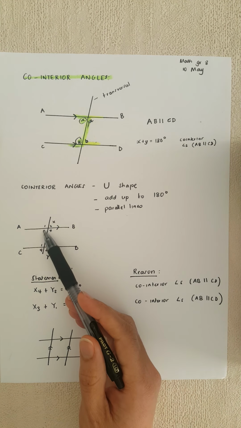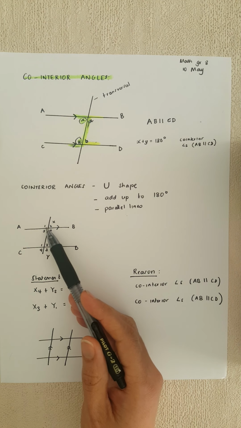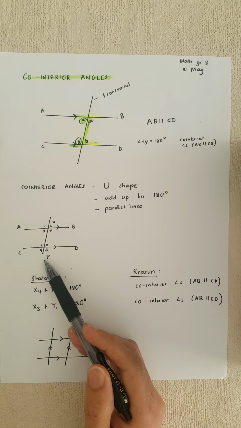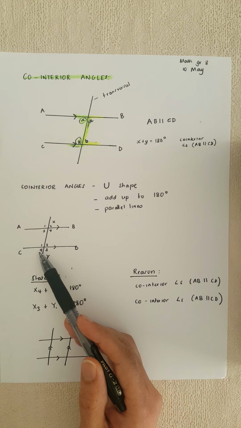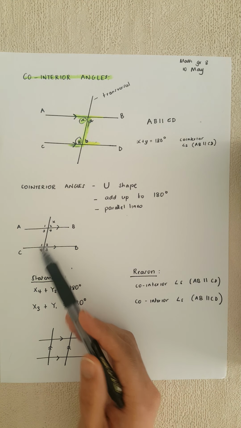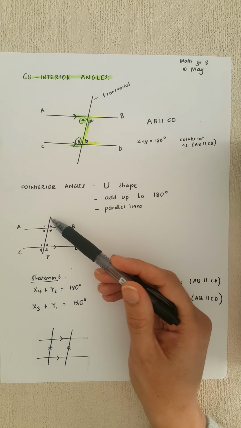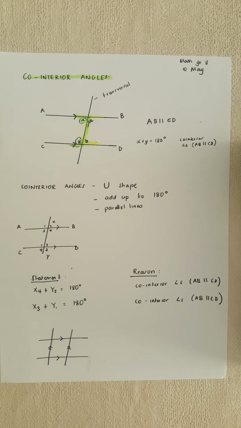So I've named the angles around here. We've named them X, X1, X2, X3, X4. We've named these Y, Y1, Y2, Y3, Y4. So we just named all those angles. Now, going back to that question there, can you see where the U is? Can you see the transversal? There's the transversal cutting the line. Now I'm looking for the U's. Can you see the U's?